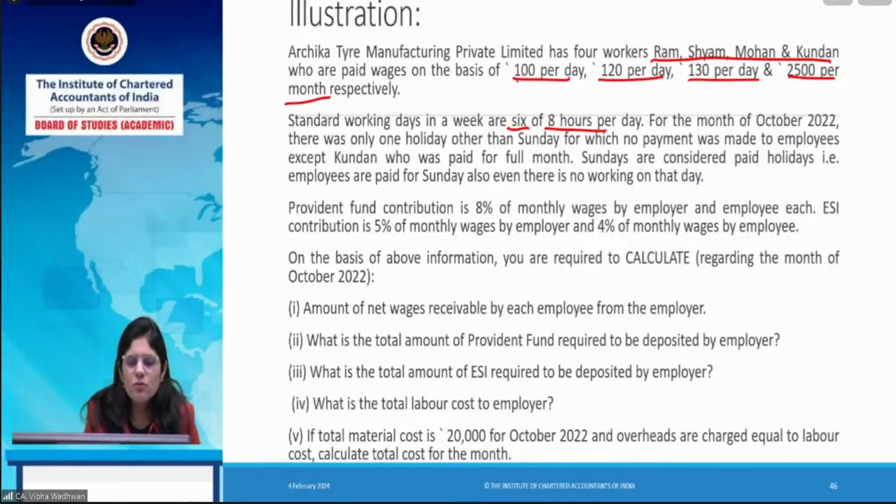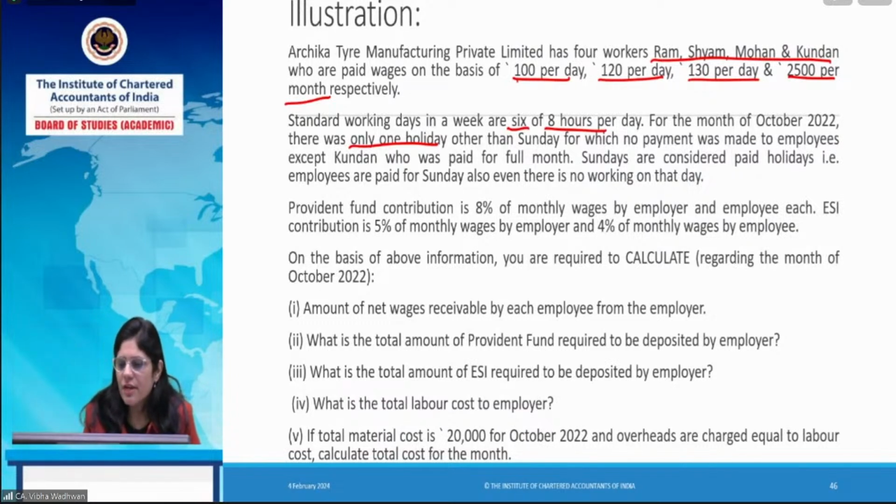For the month of October, there was only one holiday other than Sunday for which no payment was made to employees, except Kundan. So there was one holiday in October, and for that holiday they will not get the payment because they are being paid day wise. Kundan was on the monthly roll, so he gets the salary per month. So he is getting full salary, but the other 3 are being paid day wise. So for that one holiday, they were not paid.